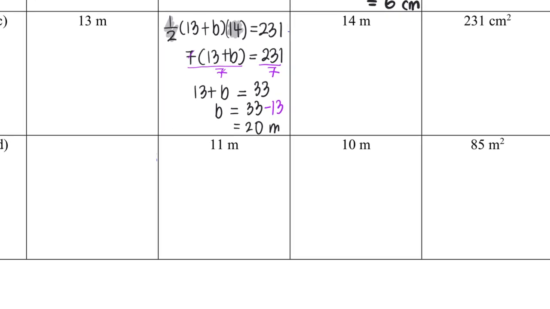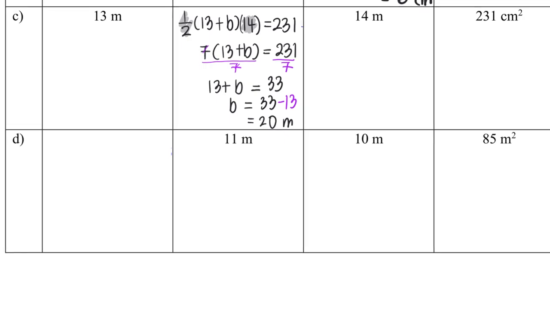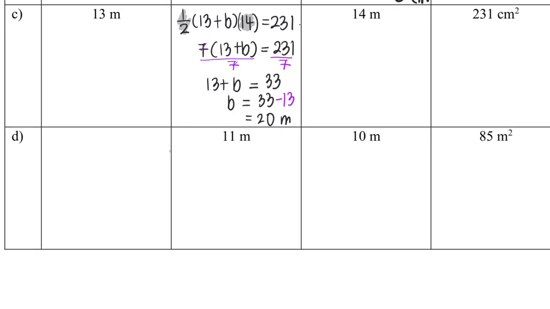And for part D, now A is the missing unknown, one of the parallel sides. So you can see that the working is largely similar to part C. Times 10, the height, and this is equal to 85. So for those who can't see clearly, this is my sum of parallel sides, this is my height. Same goes for part C.